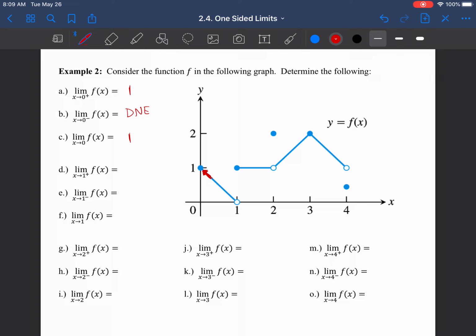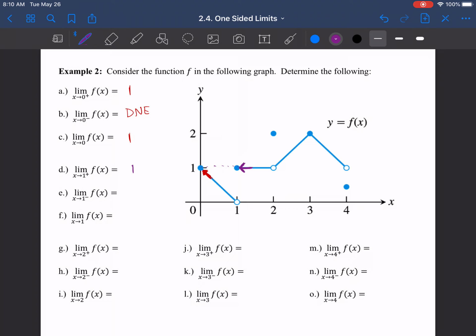All right, let me do the next one for you too. Let's take a look at D. The limit as x goes to 1 from the positive side. So maybe we'll do this one in purple. As I go from the positive side, that's from the right, and I move toward the left, then I'm going right toward the value of 1, right? This is what y equals. It's 1 there. So this is going to be a 1.